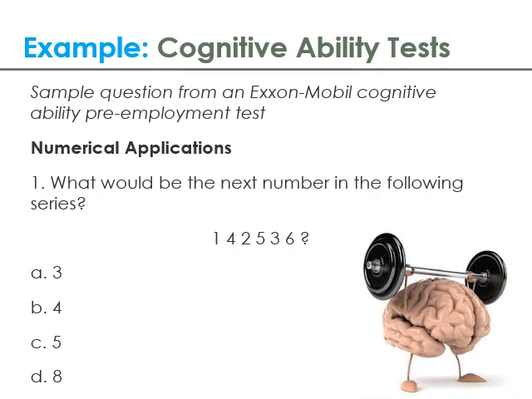Well, here's a sample of one. This is a sample question from ExxonMobil's Cognitive Ability Pre-Employment Test for engineers. Here's the question. What would be the next number in the following series of numbers? The series that you're provided with is 1, 4, 2, 5, 3, 6. If you answered B, you'd be correct.